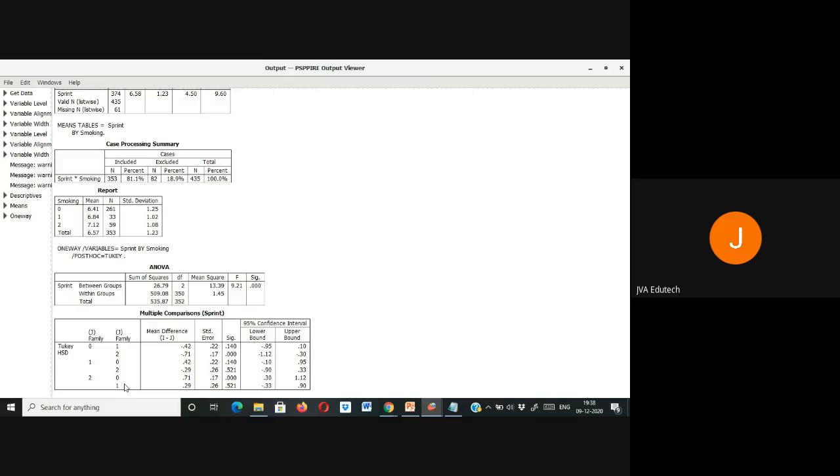Moving ahead, you can say that also there exists no difference between the past smokers and current smokers. ठीक है? ओके सर। Any confusion in this?